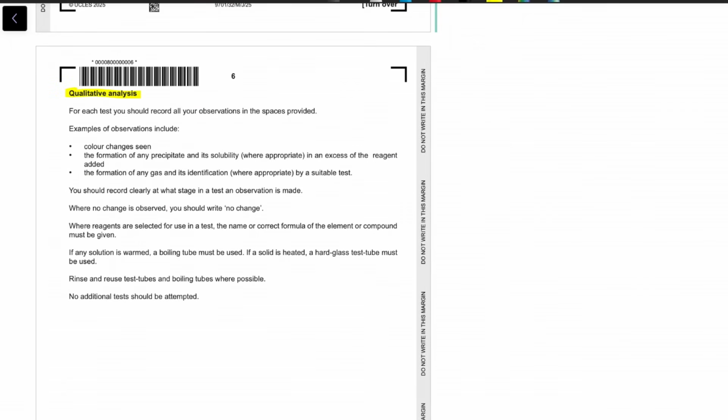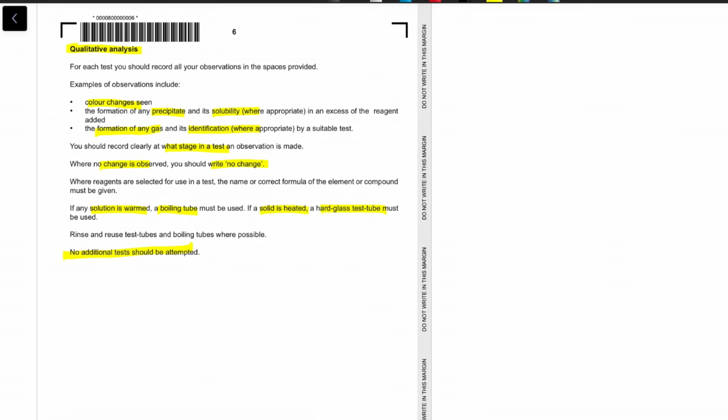Now onto the qualitative analysis bit. We need to make sure that any observations made should include color changes, precipitate formations, solubilities when applicable, formation of any gases, and tests that identify these gases. Every stage should be recorded, every observation at each stage should be recorded. No changes observed must be noted as no change. Correct names, formulas should be used. If a solution is warmed, then boiling tube. If a solid is heated, then a hard glass test tube must be used. Must rinse in between where possible so that we can reuse test tubes and boiling tubes when possible. No additional tests should be attempted, only those on the paper.